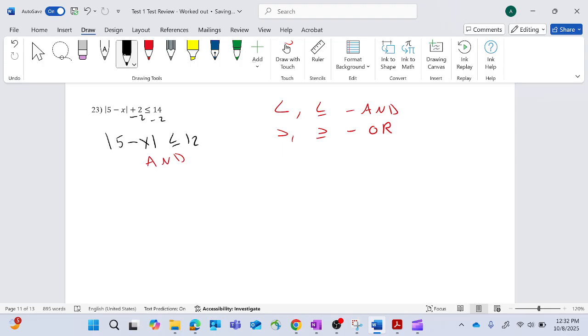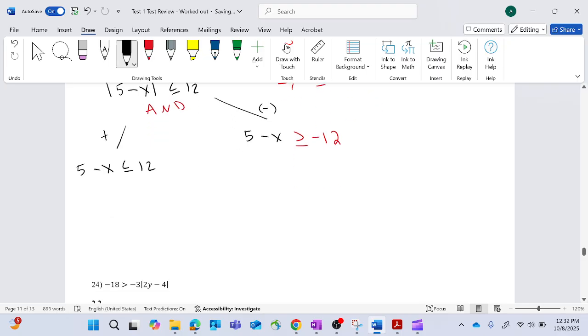So 5 minus x is less than or equal to 12. We're going to split it up to a positive case and a negative case. So remember the positive case, you just drop the absolute values like nothing ever happened, like it was never there. 5 minus x is less than or equal to 12. The negative case, you drop the absolute value, 5 minus x, but you have to flip the inequality and put a negative in front of the number on the other side. So it's now 5 minus x is greater than or equal to negative 12.